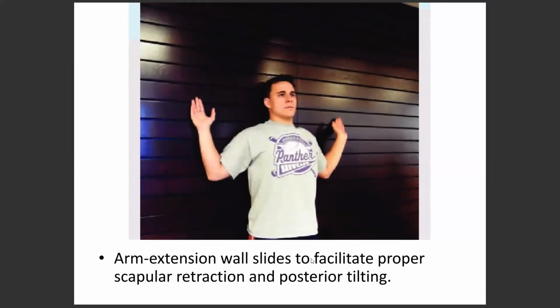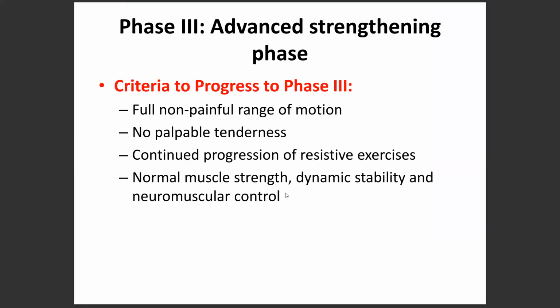Arm extension was slight to facilitate proper scapular restriction and posterior tilting of the scapula. Now, with the achievements we have made, when we progress to phase 3, what will be the criteria, what will be the rules according to which we will jump into the phase 3 exercises?